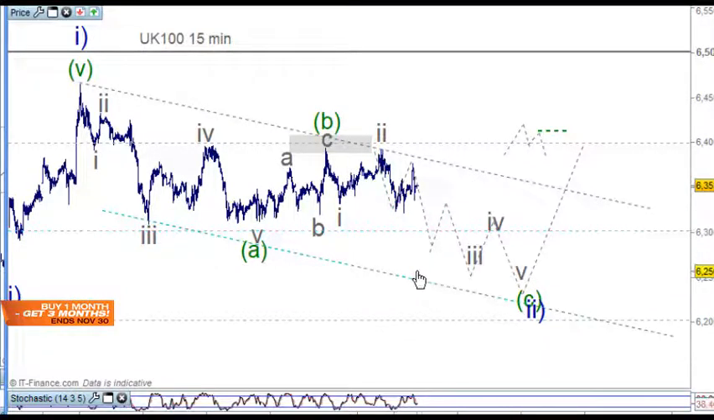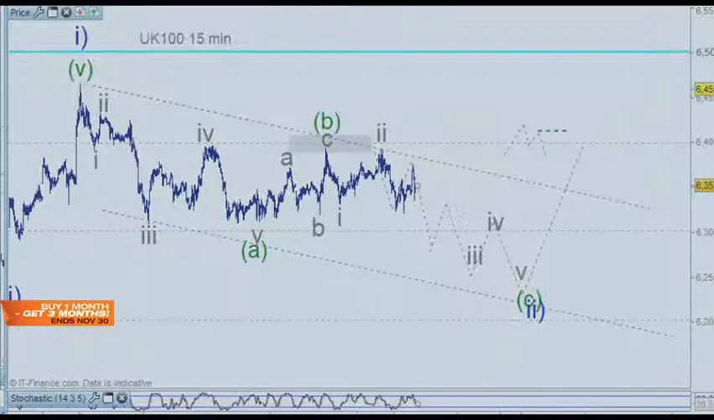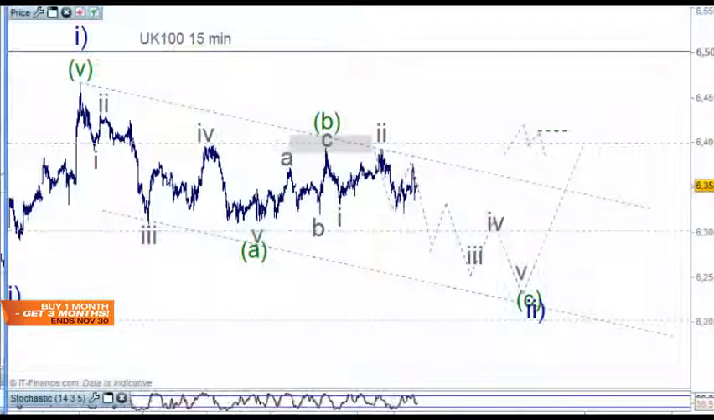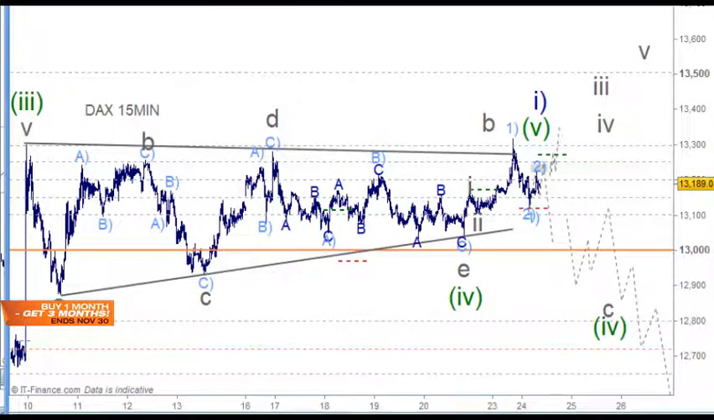How we count it down could be this way here, or that wave B could be sitting over here. So we'll need to gather more evidence on this low here, how to play that out at that particular point. So I'll just save that there. But coming back to the DAX just for a moment, just to recap this a little bit.